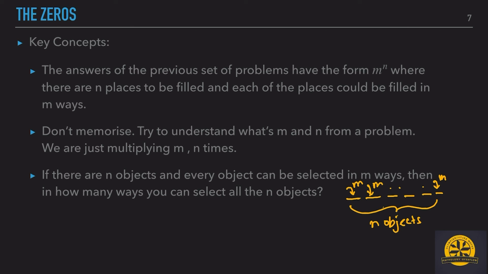Obviously, you need to select all the objects, and since they are independent, the choice of selecting one object doesn't affect the number of ways of selecting another object, hence the choices are independent. Hence, the answer is m to the power n. This problem and the problems that we did in the current lecture of form m to the power n are pretty much the same. We just rephrased or translated the language of the problem from one to another.